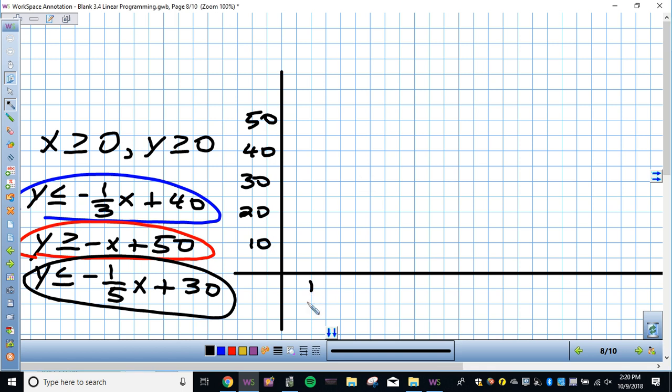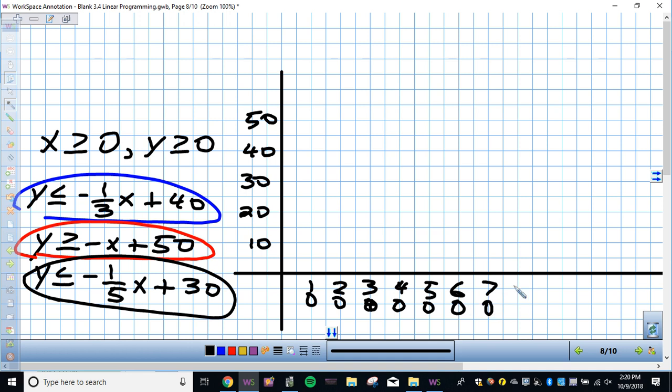I'm going by tens on the y-axis as well. 30, 40. So technically going by fives, we're going to start graphing the blue line here at 40.